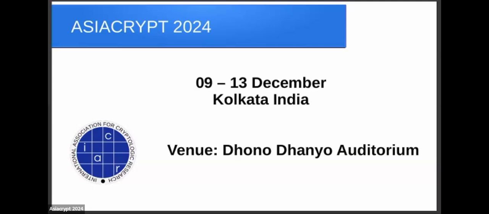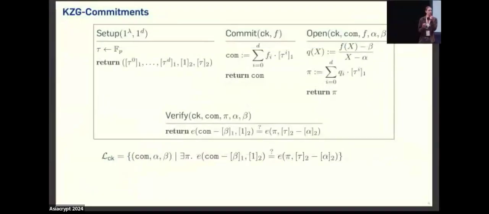Now, we can define a language for KZG, basically valid triples of commitments, positions, and values. So this language is those triples of a commitment, a position, and a value, such that you can open the commitment at this position to that value. That means there exists a pi such that the verification equation holds.